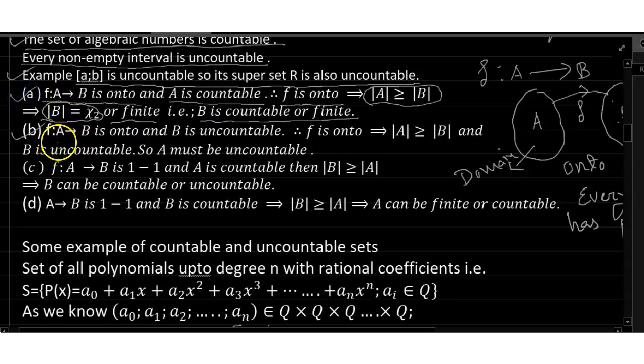And if f: A → B is onto, must remember is onto, and B is uncountable, so if it is onto, then again we get cardinality of A is greater than or equal to cardinality of B, and B is uncountable, so obviously A must be uncountable, because smaller is uncountable, so bigger should be uncountable.